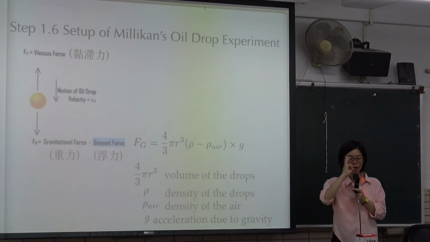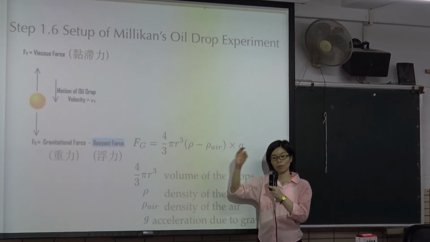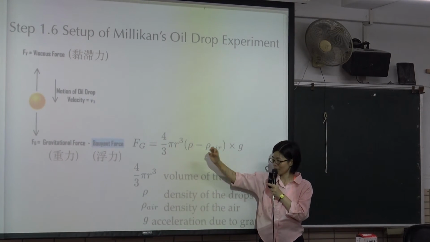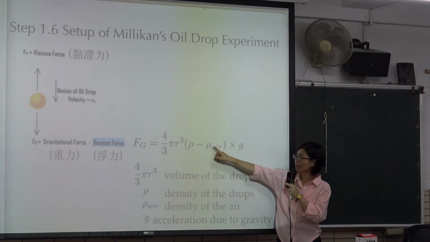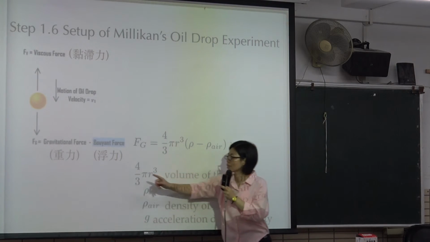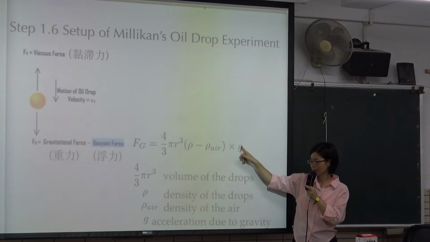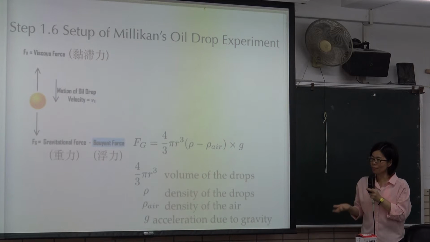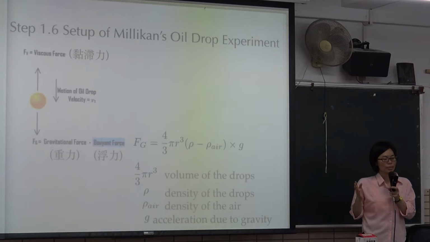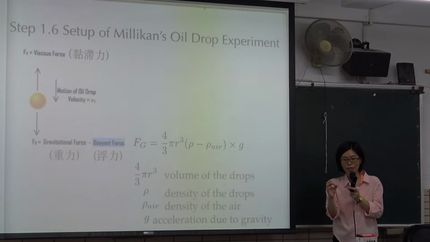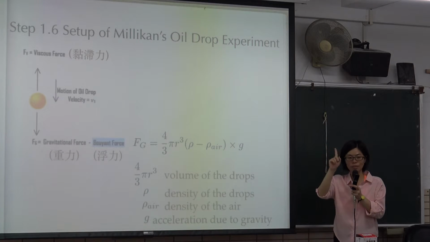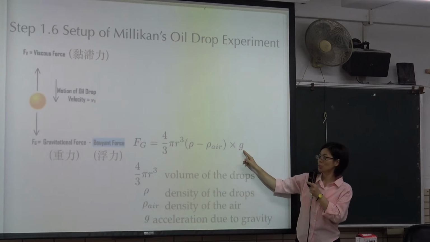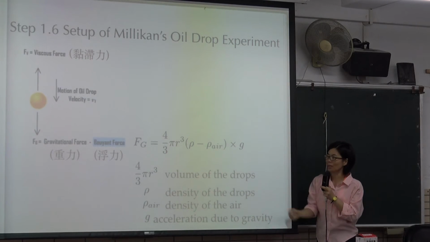Then this is the volume of the oil, the density of the oil, the density of air. The density of the oil subtract the density of the air, the density of air meaning the buoyancy force. If you subtract them, times g, the acceleration due to gravity, then you have the force going down. It contains the gravitational force and buoyancy force. The buoyancy force is always opposite to the direction of gravity, so we subtract. Volume times density is mass, and mass times g is weight.